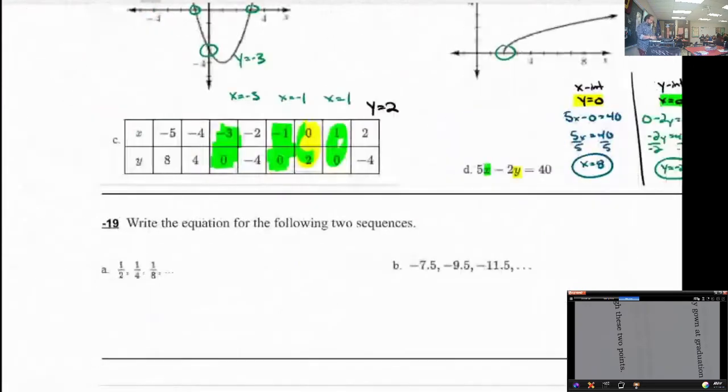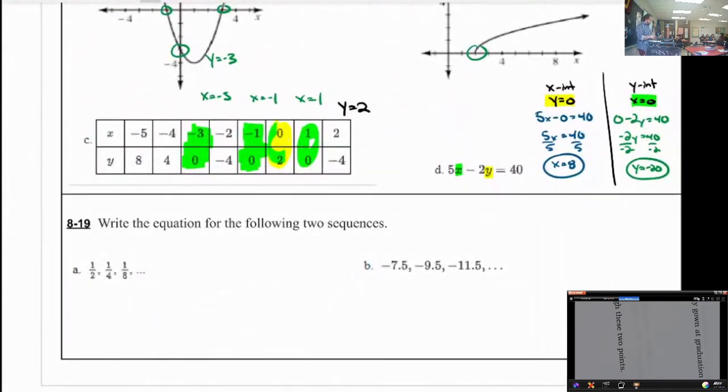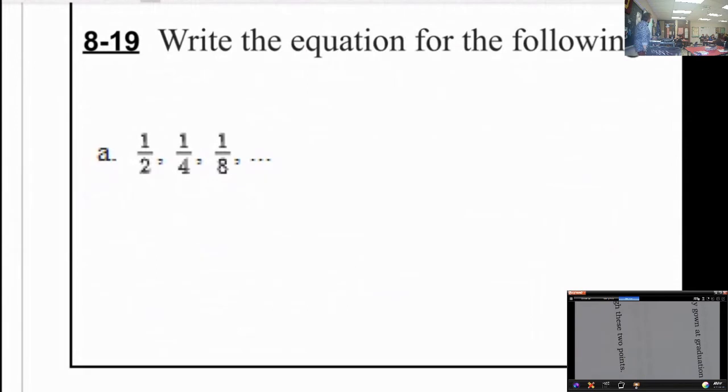We got two sequences down below. We're going to find the equations for those right now. This first one, arithmetic or geometric? You can think about that for a minute. It's got to be geometric. Look at the numbers, 2, 4, and then 8. It's going down by 1/2 each time.